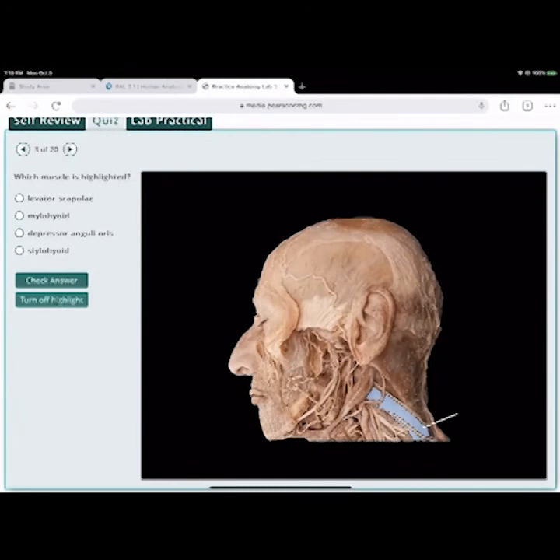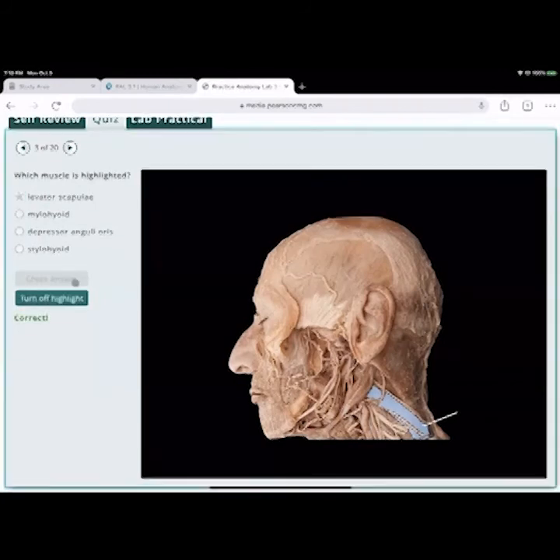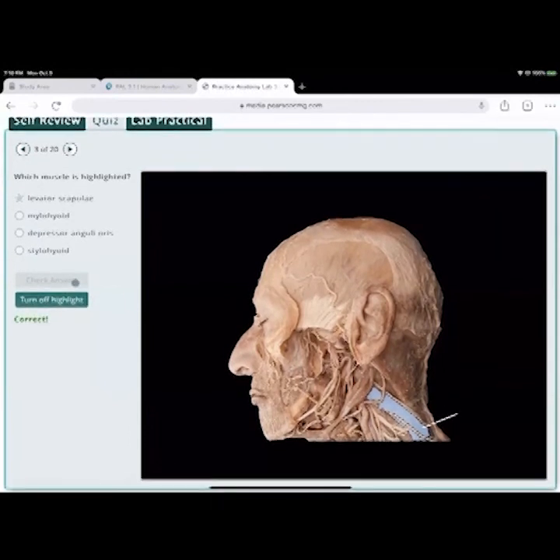All right, so we've got this muscle here. That's lateral to all the scalene muscles. So which one would that be? That should be the one you said last time, Ashley. The levator scapulae. I think that's the levator scapulae, from what I can see there. Yep, perfect. Okay, the muscle on the side of the neck.